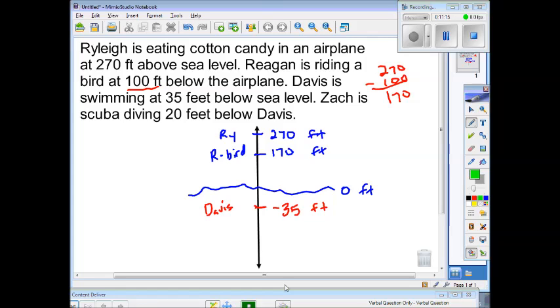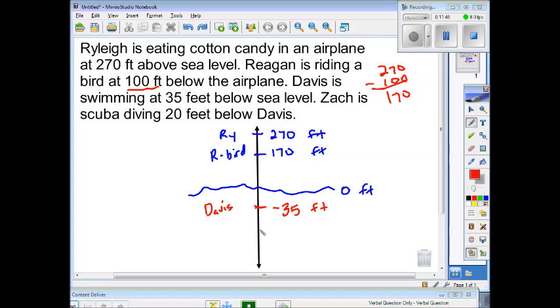Hey, help me out here. Come on, guys. Think about it. There's two possible answers here. Read it. Zach is scuba diving 20 feet below Davis. 55 feet. So up here, 55 feet right there. Negative. It's got to be negative 55, right, everybody? Yeah. So we're going to put him at negative 55.